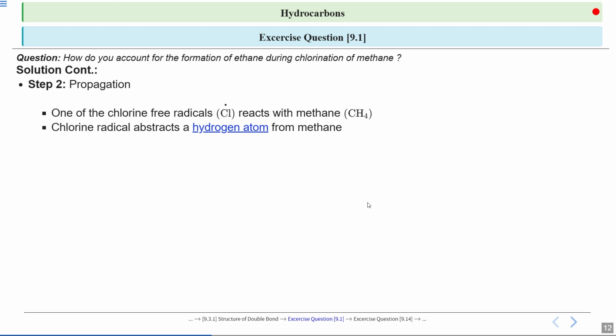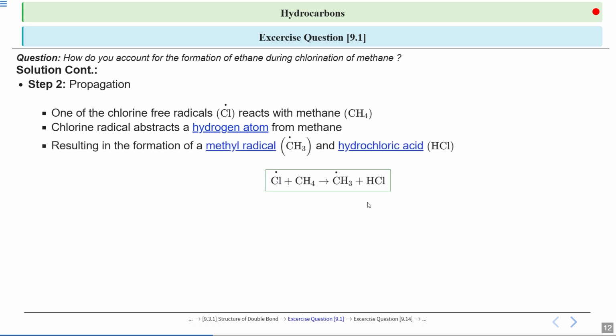Think of it like pulling a block out of a Jenga tower. Okay, so you must have heard of this Jenga tower. So you are now pulling a block out of this Jenga tower. Now, as a result, we get a methyl radical and hydrochloric acid. The methyl radical is a new reactive species that will continue the chain. This is a classical example of how one radical leads to another in a chain process.